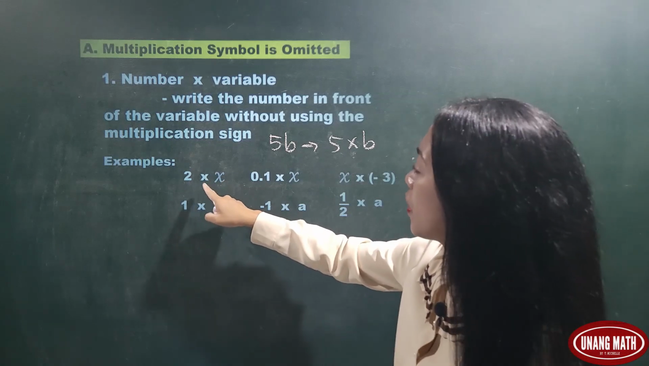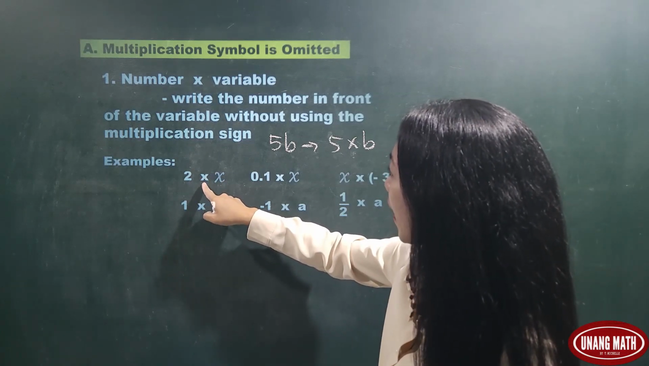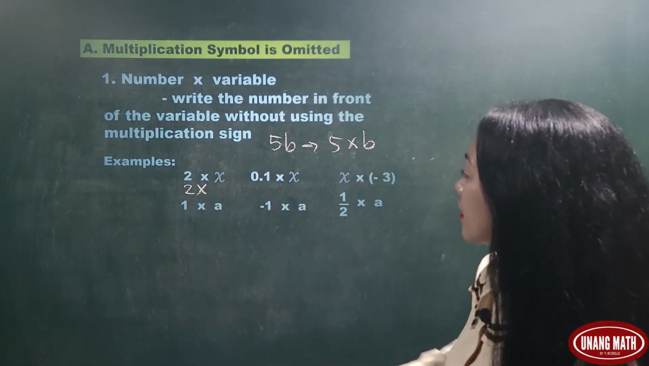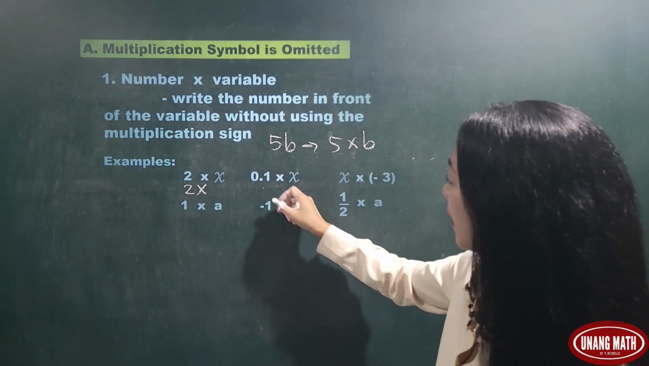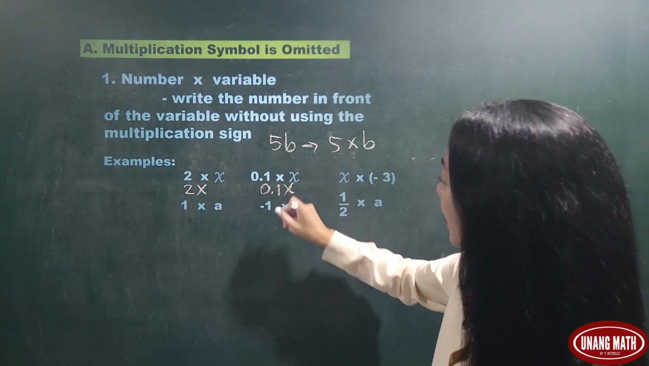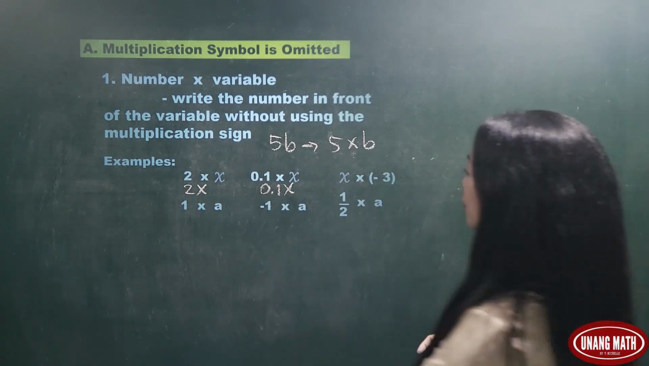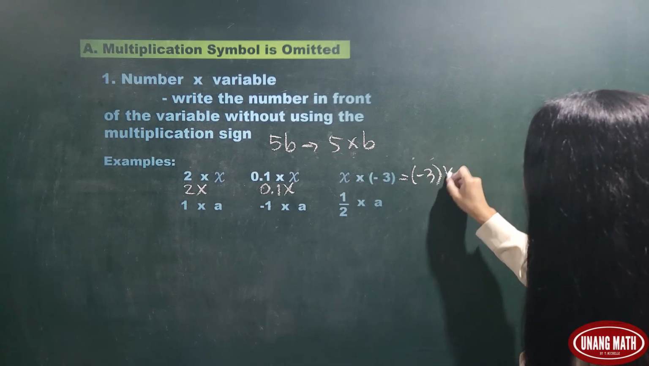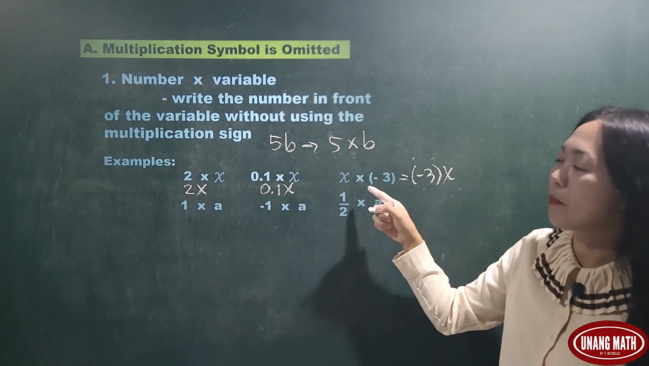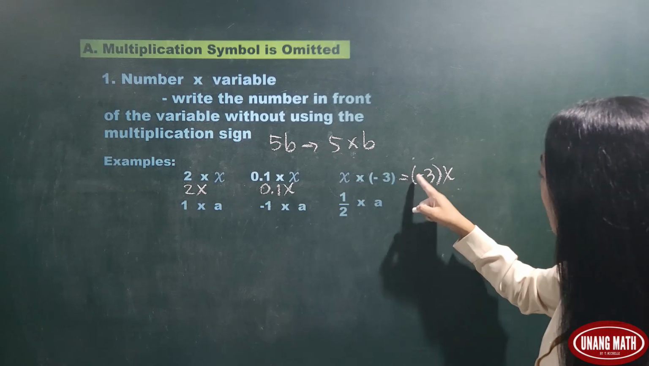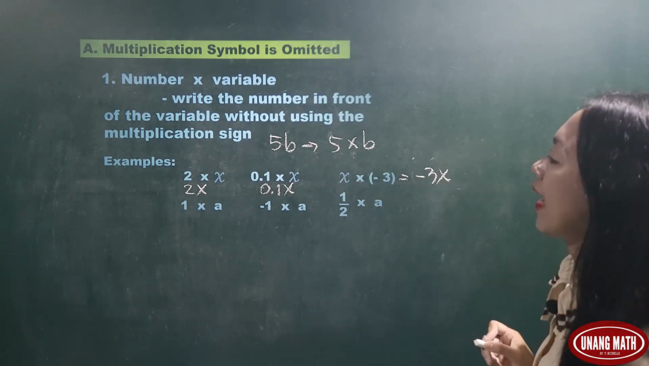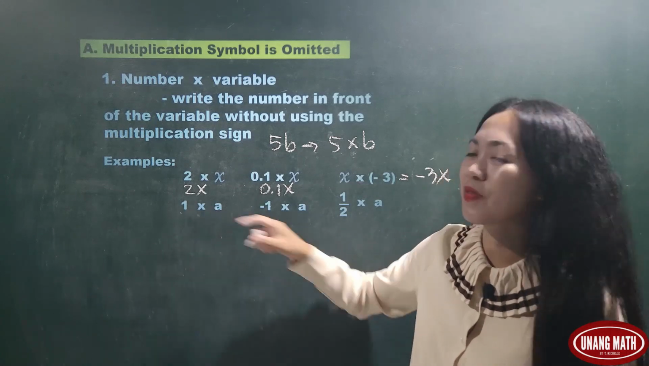Okay, more examples. 2 times x, remove the multiplication sign. So number first before variable. So this is 2x. 0.1 times x, so this is 0.1x. x times negative 3, so number first, so negative 3x. But since there's no number before negative 3, we can just remove the parentheses. So it's negative 3x.